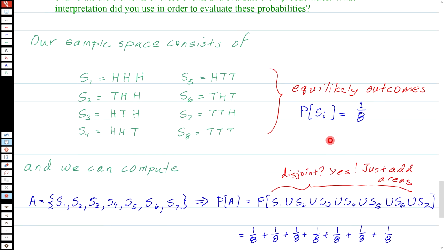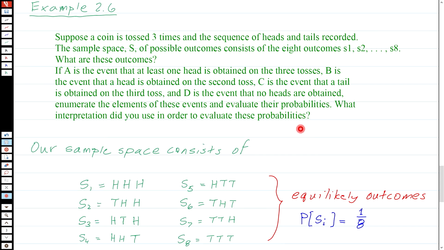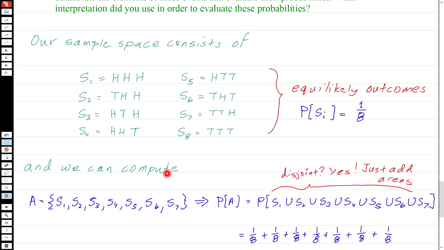So the first one, A, is at least one head is obtained on the 3 tosses. So if I look through, I got at least one head, at least one head, at least one head, at least one head, all the way down to here. So this A is going to consist of the elements S1 through S7. And I've written it this way.